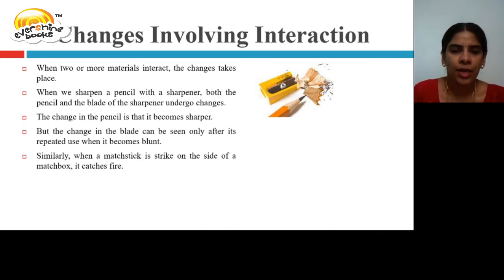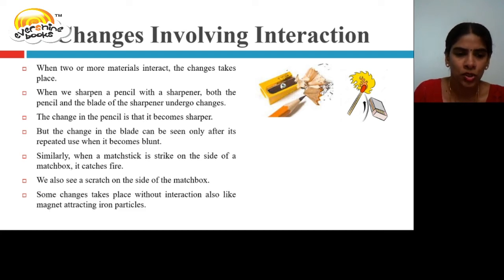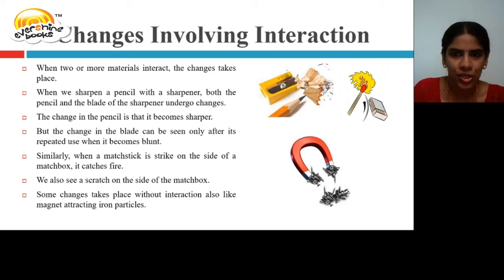Similarly, when a matchstick is struck on the side of a matchbox, it catches fire. We also see a scratch on the side of the matchbox. You can see a scratch of what you have done in a new matchbox. Try it out. Some changes take place without interaction, like a magnet attracting iron particles. That also happens. These are also changes we can say.